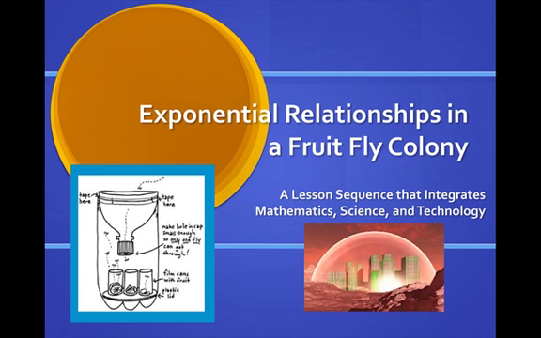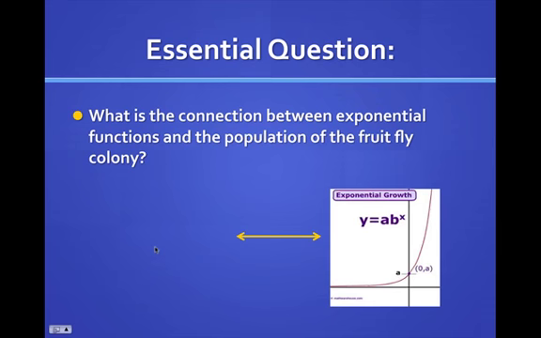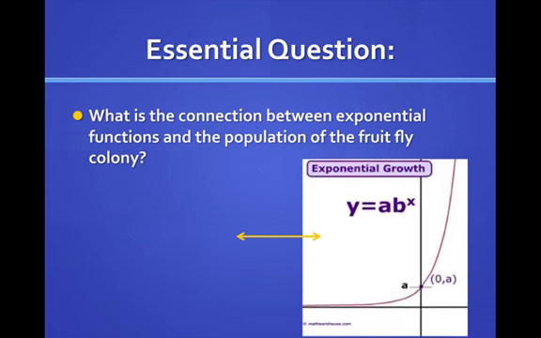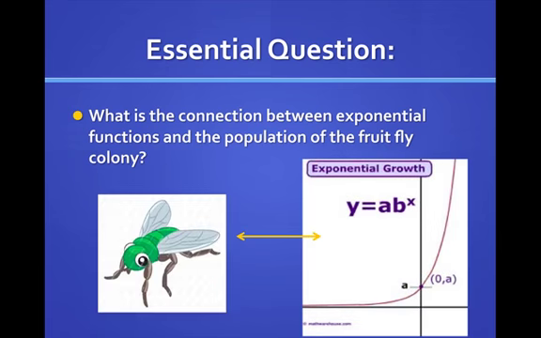Okay, so the topic that I've chosen for this integrated unit is exponential relationships in a fruit fly colony. It's a lesson sequence that will integrate all three subjects: mathematics, science, and technology. And there's a picture of the proposed fruit fly project that we're going to be working on. Okay, so the essential question: what is the connection between exponential function and the population of the fruit fly colony?